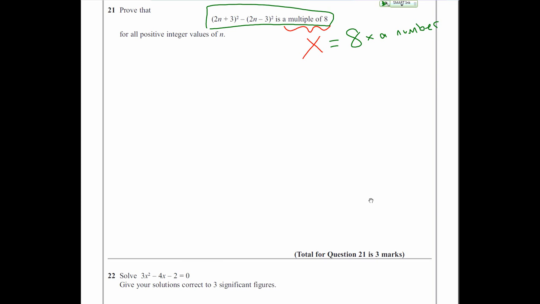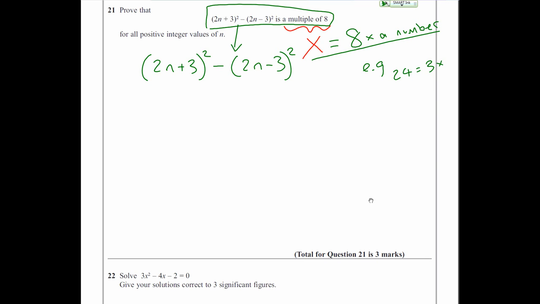So prove that this is a multiple of 8. What we're going to have to do is we're going to have to simplify this algebra and somehow show that it's some number times by 8. Okay, that means it's a multiple of 8. For example, 24 equals 3 times 8. So 24 is a multiple of 8. Okay, if we do it in general algebra with n's, where n can be any number, then we've proved it for all values of n.